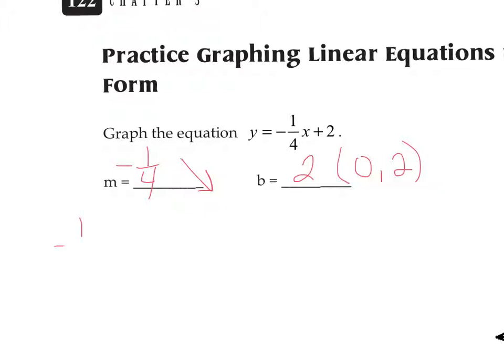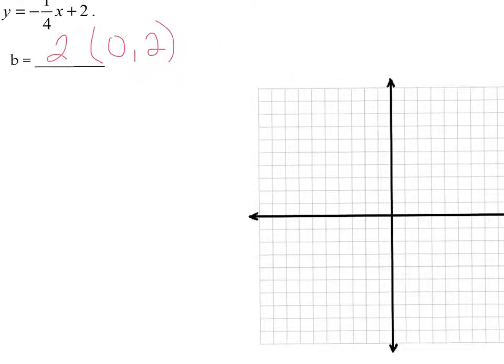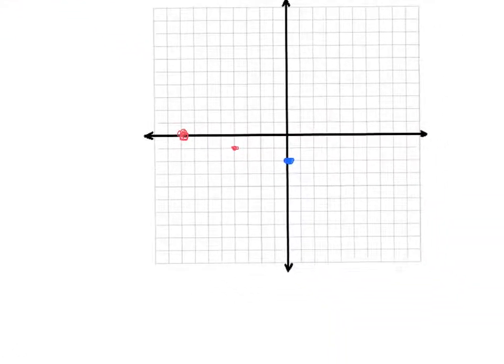So we know this goes downhill. We know the rise is 1. The run is 4. So we're going to start by graphing at the y-intercept of 0, 2. We'll put a point at the y-intercept of 0, 2. The slope is going downhill with a rise of 1 and a run of 4. So we'll count down 1 over 4 and put a point there, and then we'll do it again, down 1 over 4, and we'll put a point there, and then we'll connect the dots to make a line.